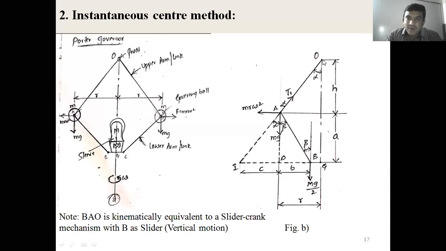For that, I will extend OA, the upper arm link length, as a dashed line. And from point B, which is a slider moving vertically, draw a line perpendicular to it, which means a horizontal line, perpendicular to the shaft axis. The extension of the OA line and the horizontal line from point B intersect, and that point is called I. That is the instantaneous center for the link AB.